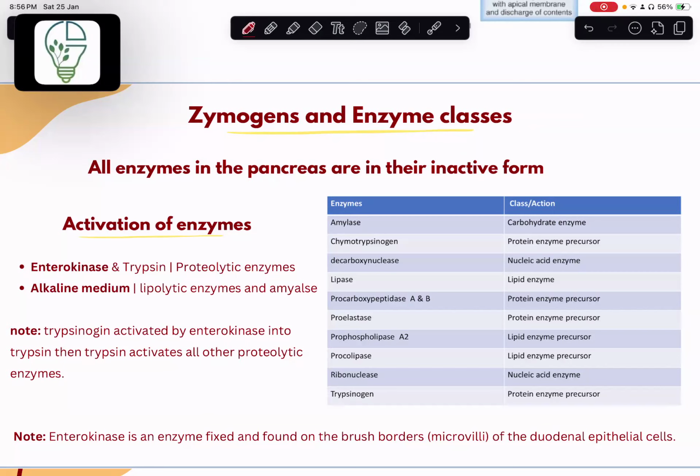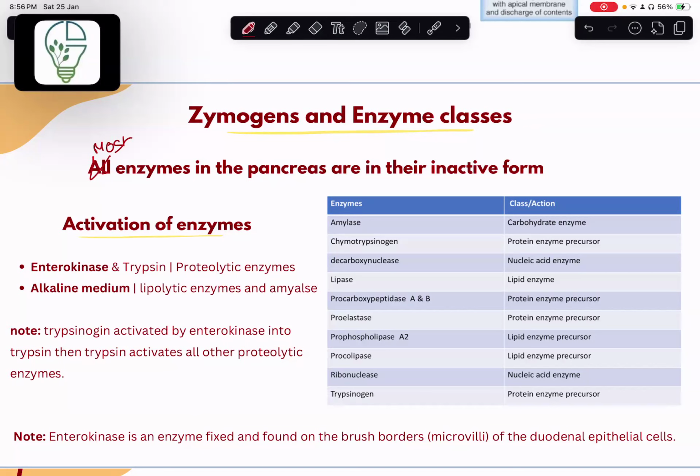Most enzymes in the pancreas are in their inactive form. I'm sorry, it's not all, it's most of them. Fix this. Because why are they in their inactive form? Why not just be active and be done with it? It doesn't work like that.